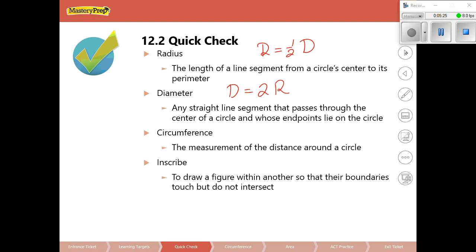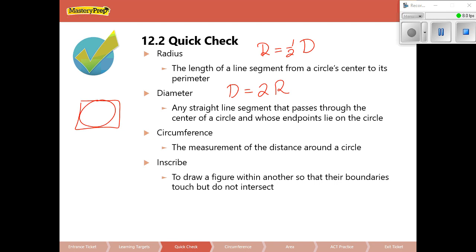Now, inscribe, if we inscribe something, we're putting it inside the figure. In this here, they will talk about a good bit, especially it will come up on tests. They won't necessarily draw it, but they will talk about a circle being inscribed in a square, rectangle, or figure. And really what that means, picture-wise, is that if we had a square, the circle is inside of it. It's inscribed: to draw a figure within another so that their boundaries touch but do not intersect or cross.